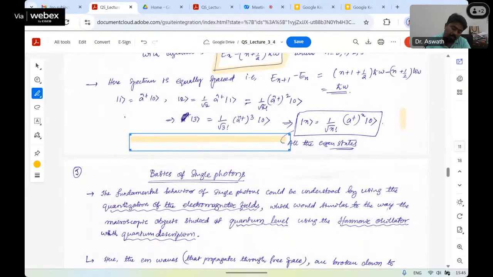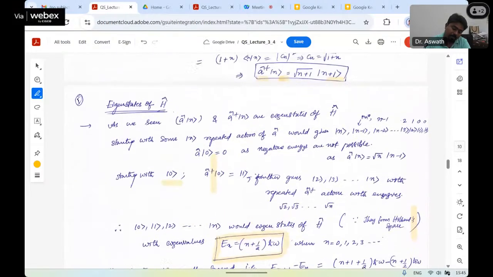The next thing is, by acting A on |n>, I would create an eigenstate of H. By acting A dagger on |n>, I also create an eigenvector.